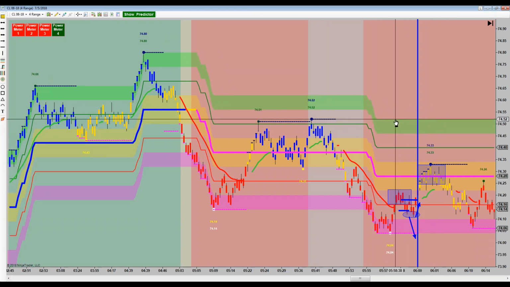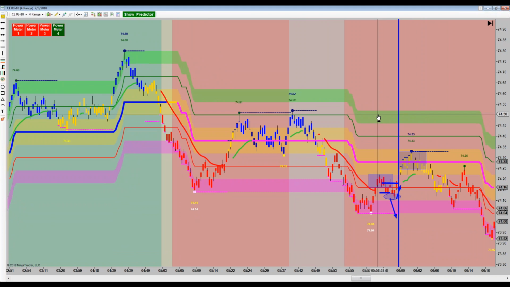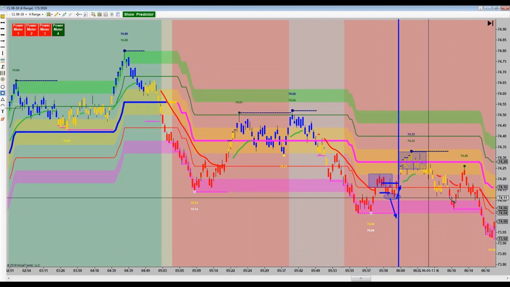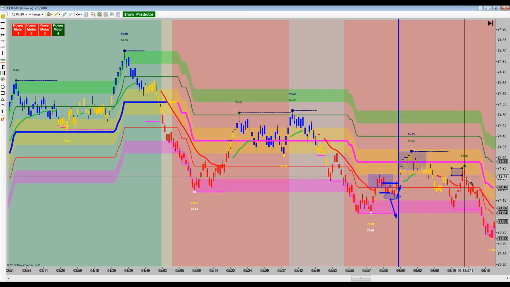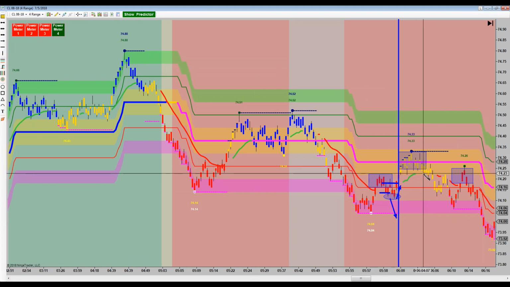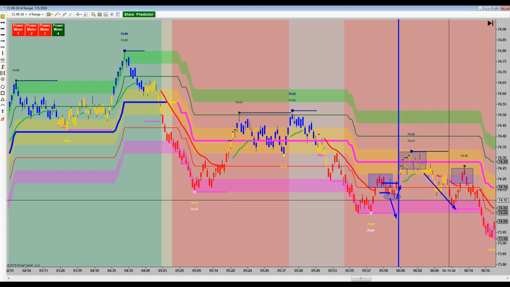And then, was there another shot to get short here? Yeah, right here. Right around 6:10, between 6:10 and 6:14, you had another pullback that actually allowed you to get in again. This trade here got a scalp off. In fact, it might have stopped you out and you had to re-enter. I didn't take this trade, so I don't know.